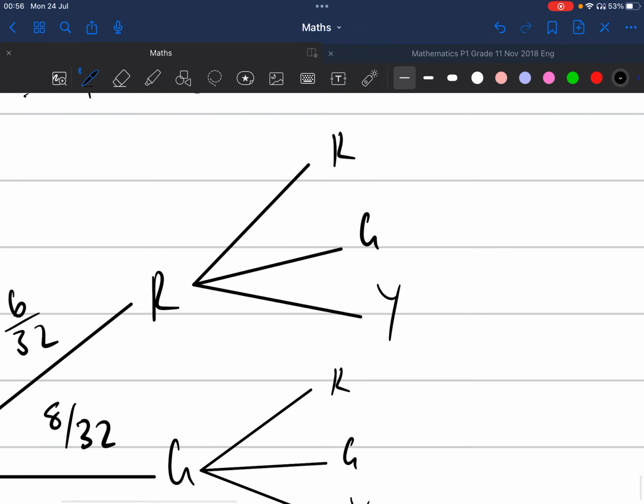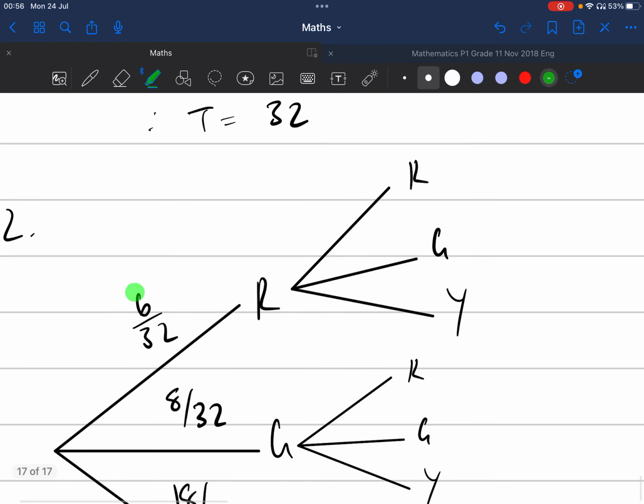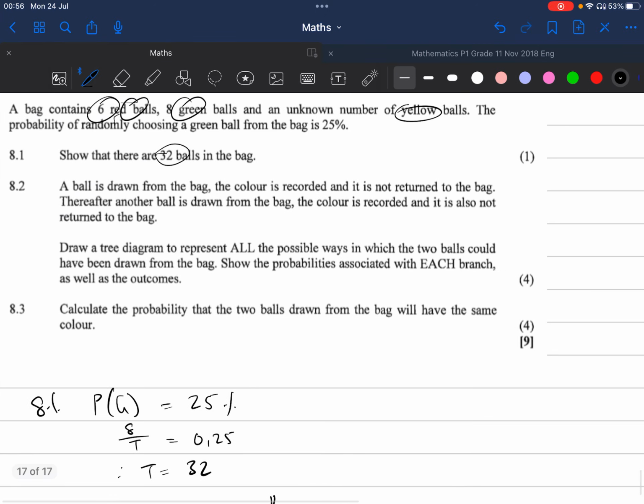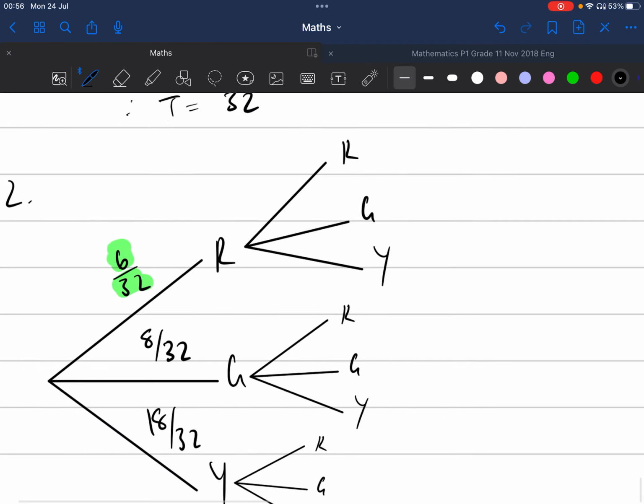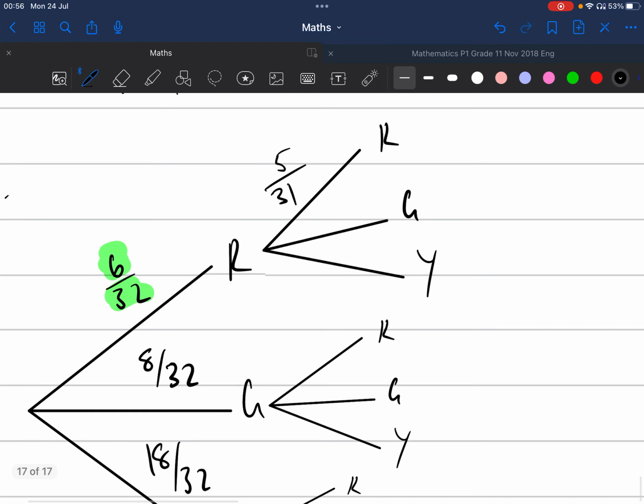Now let's think about this. How did the probability change? Well, initially my probability for getting red was 6 over 32. But what happened? I picked a ball, right? And it wasn't returned to the bag. Okay, so if I picked red initially, now there's going to be 1 less red. So the probability of me getting red is now 5 over 31. Okay, because there's 1 ball less in the bag. Okay, my probability of getting green is still 8, because there's still 8 green balls, but now it's over 31. Okay, and then for yellow it's the same, 18 over 31.